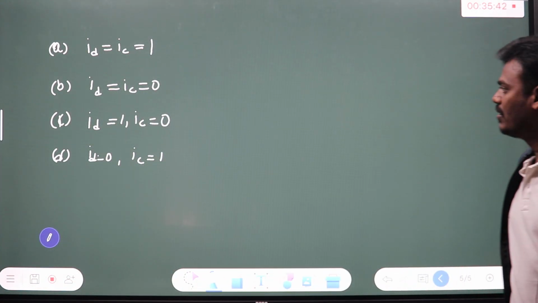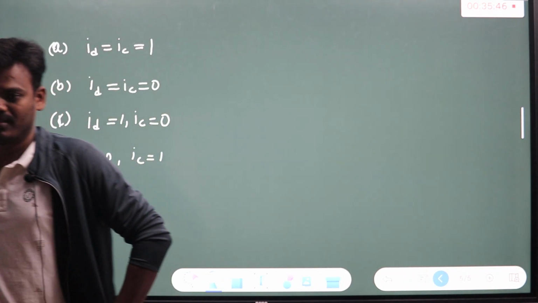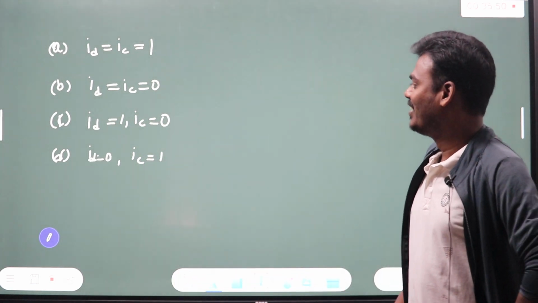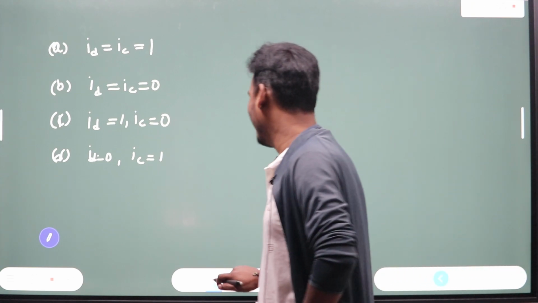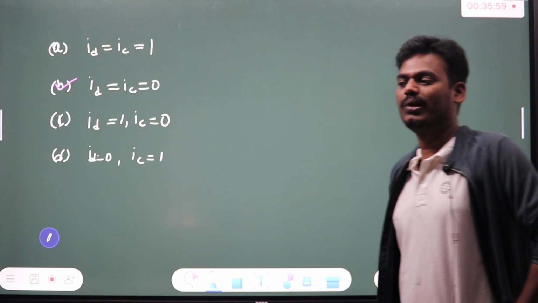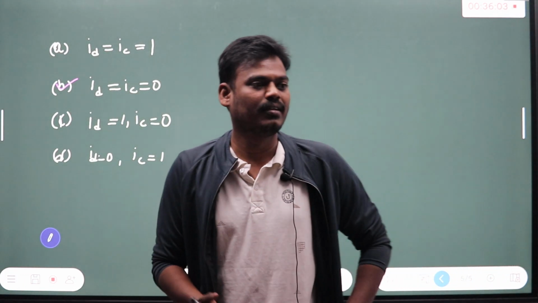Option D. Are you sure? Fully charged. Yes, sir. Which one? Option B. Option B is right. Why? Can you give me the reason? Because IC is equal to ID when it is fully charged, right?